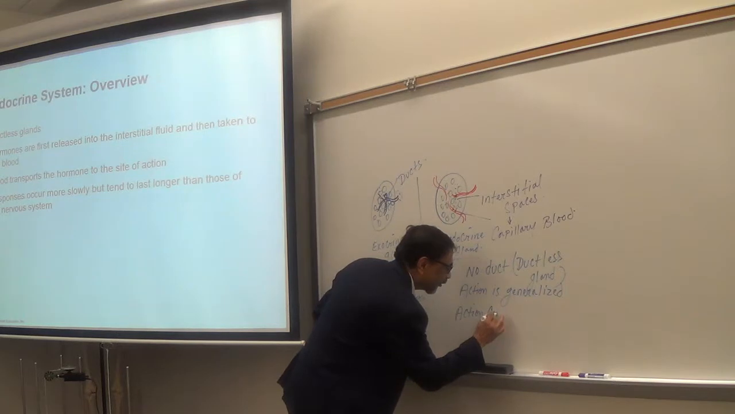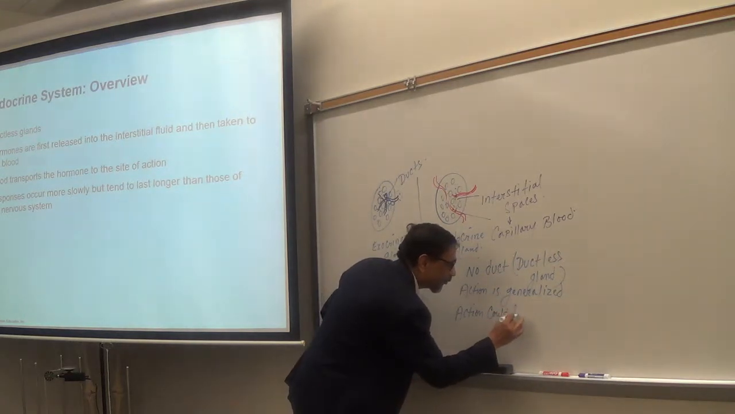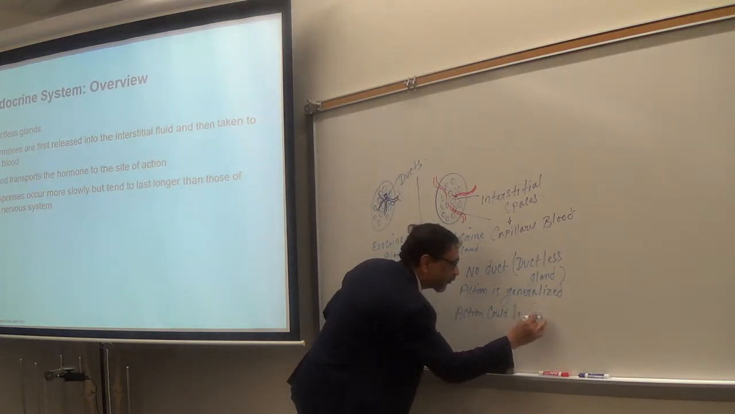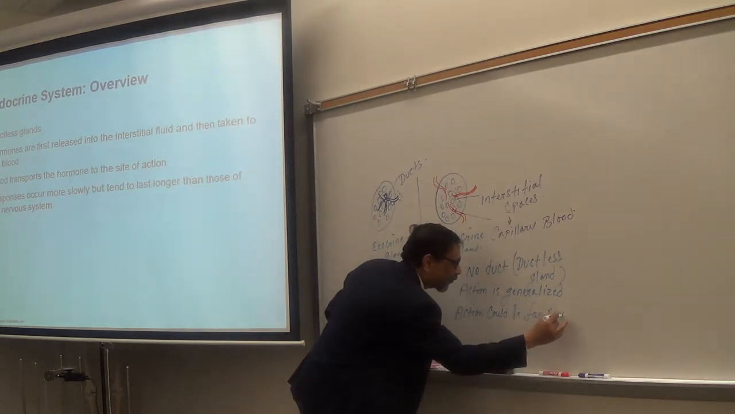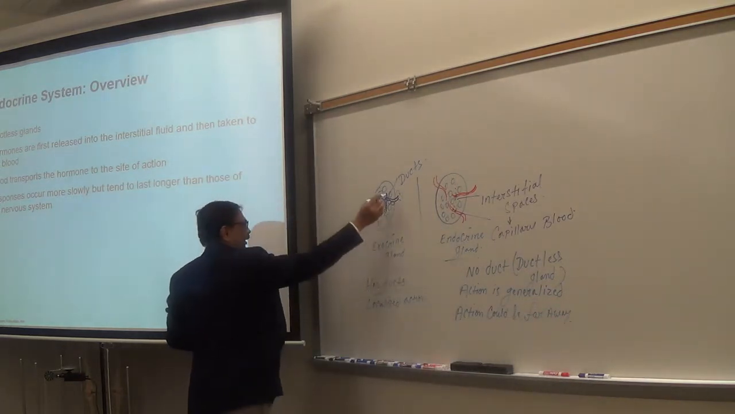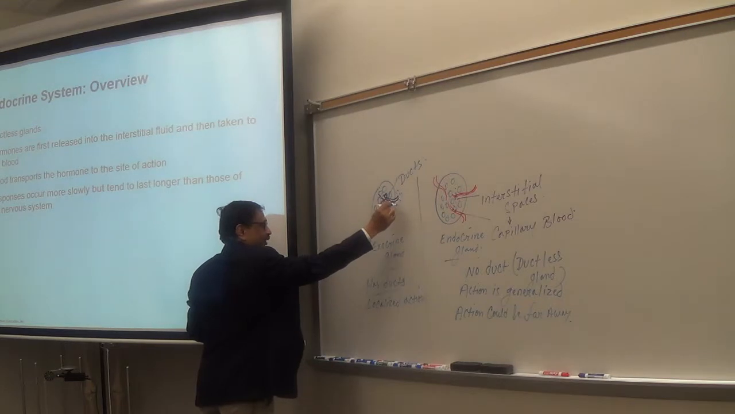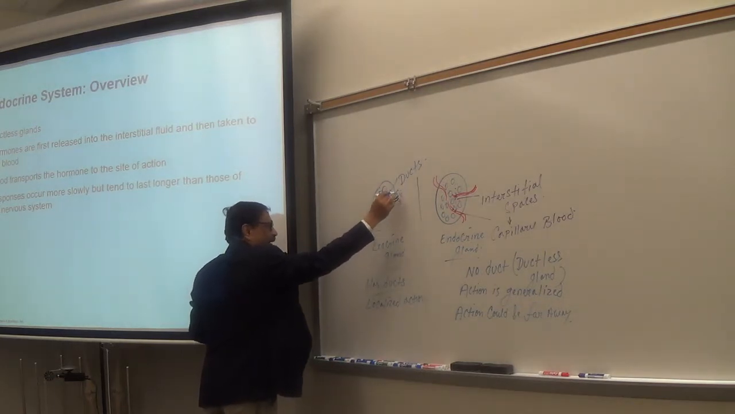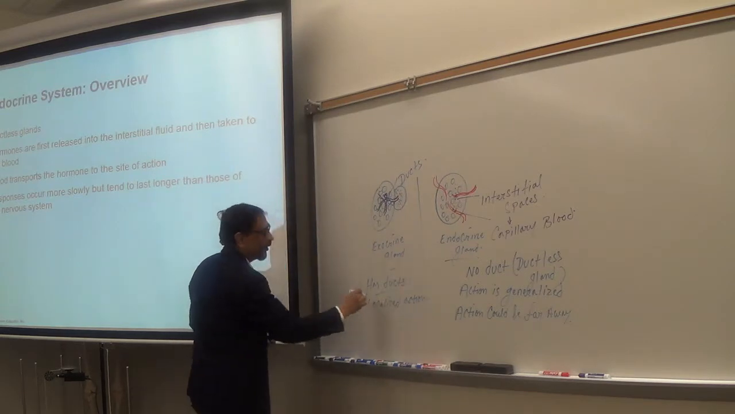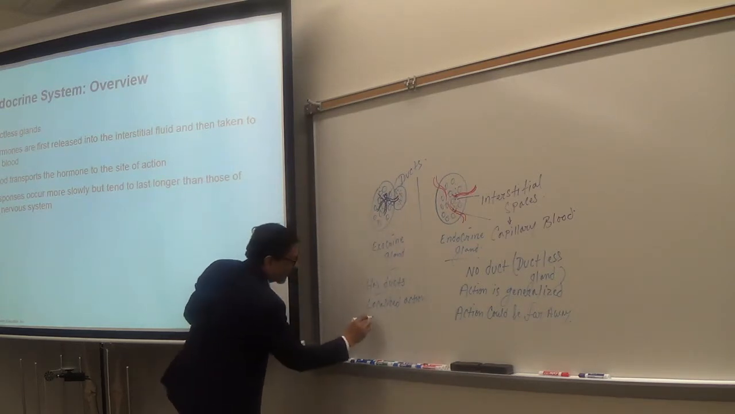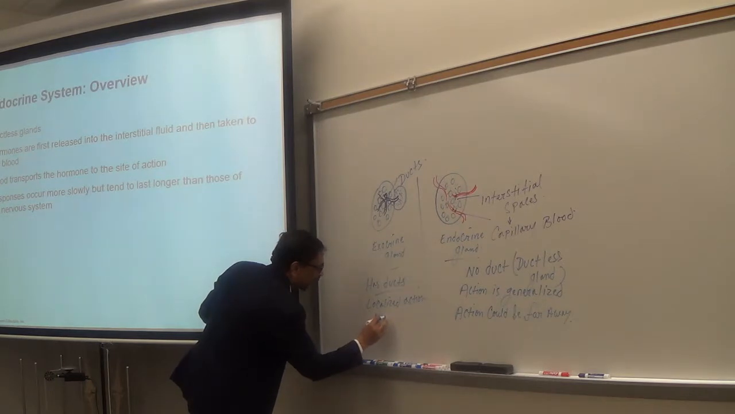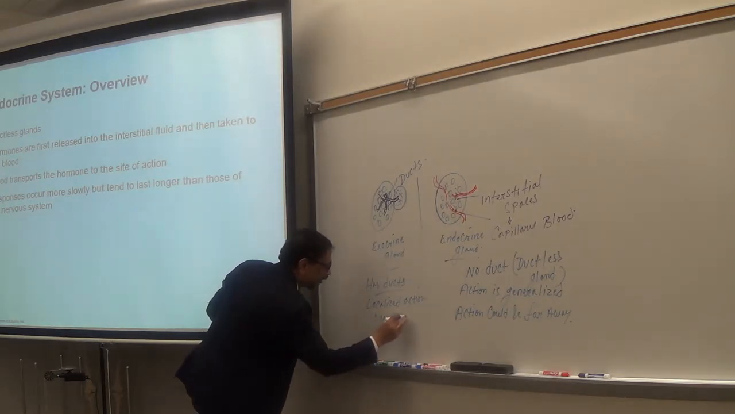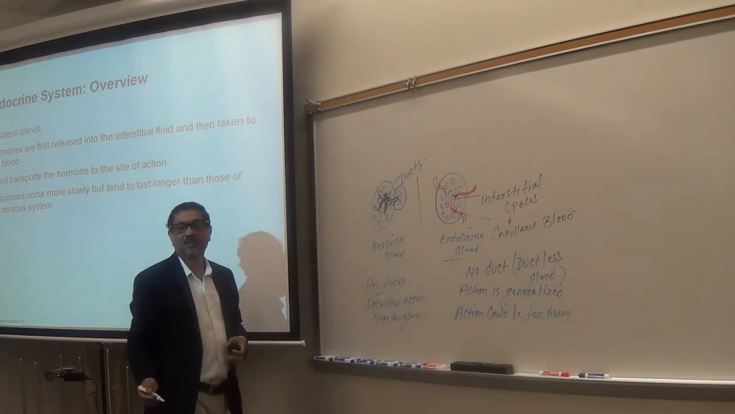Action could be far away. In case of exocrine, since the secretion occurs just outside of the gland, it is localized action, and near the gland. Make sense?